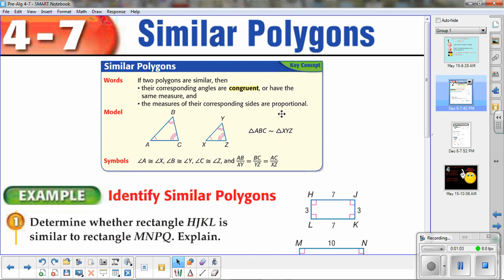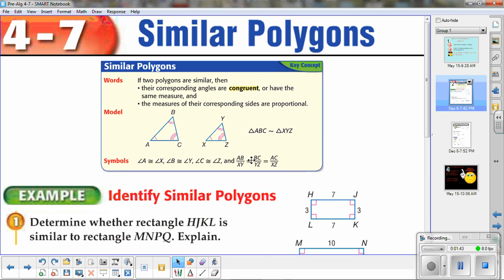This right here is how you will see a similarity statement written. This is triangle ABC is similar to triangle XYZ. Basically, by writing the statement like this, A matches up with X, B matches up with Y, and C matches up with Z. You can also tell what matches what by these arcs that are drawn in the angles. The one with one single arc is congruent to the one with one single arc in the other triangle.